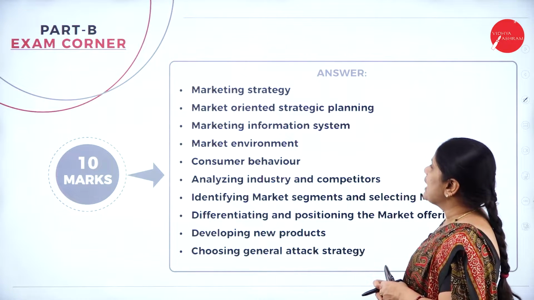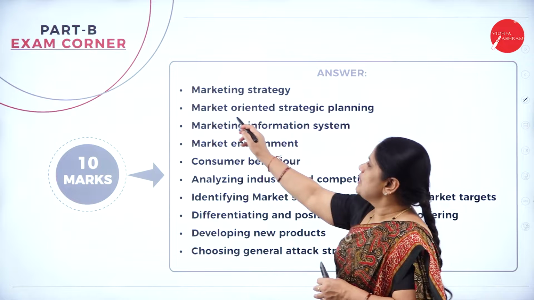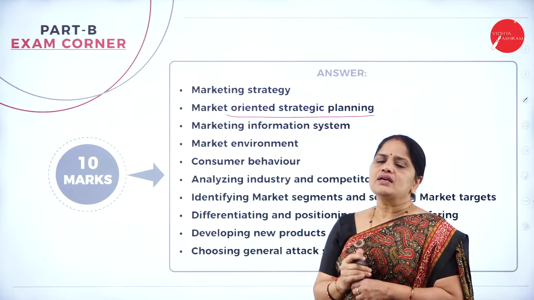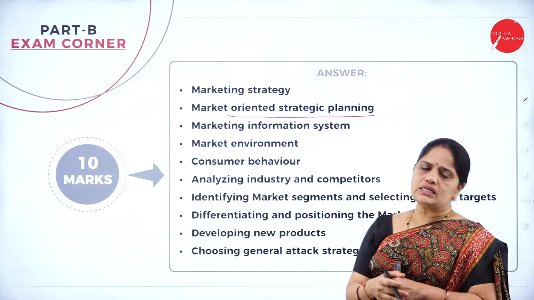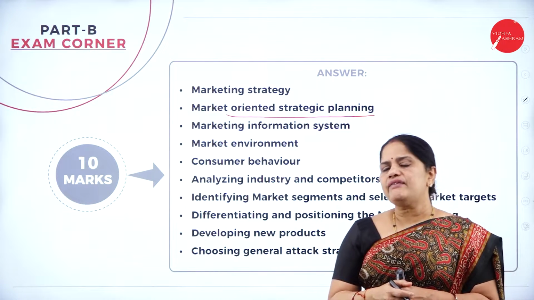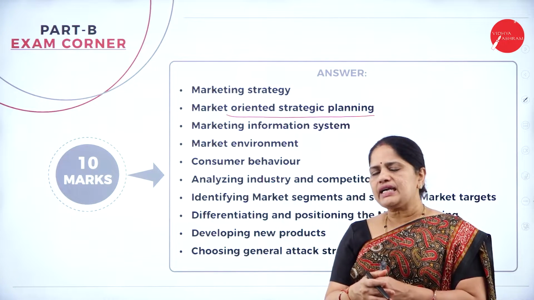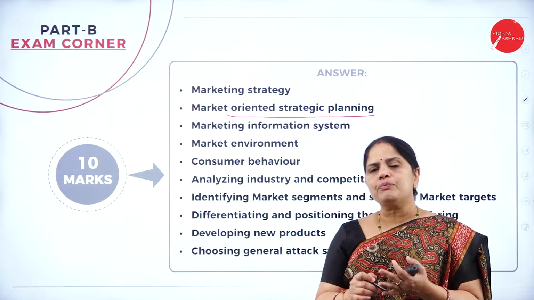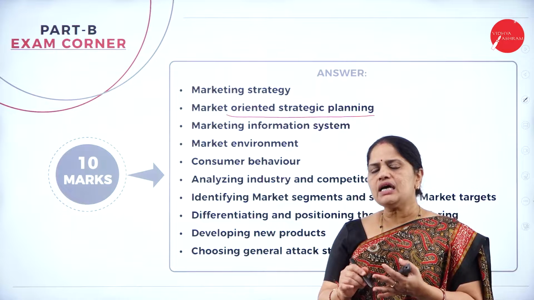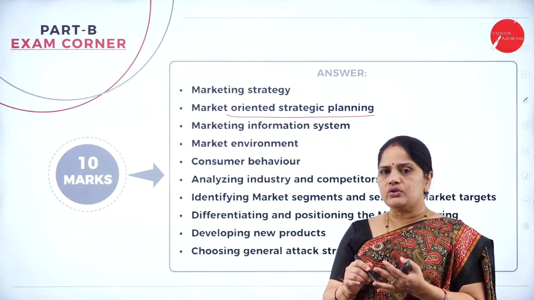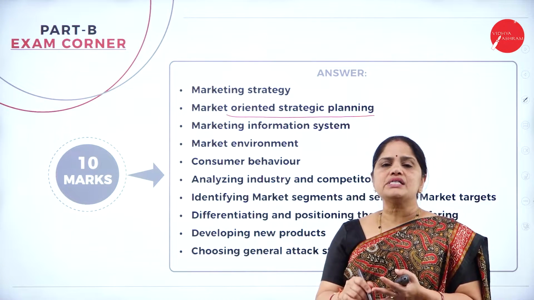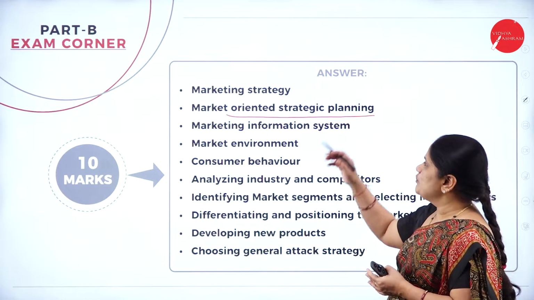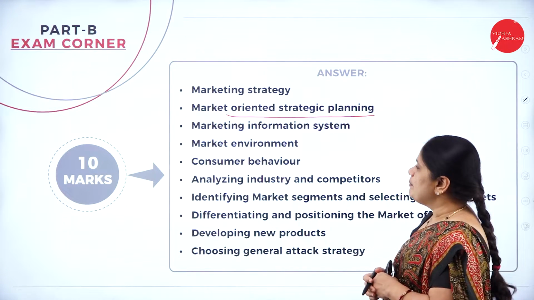So in this marketing strategy, we will be thinking of market-oriented strategic planning. So what is this market-oriented strategic planning? We have to see what is the kind of a product we are producing, for whom the product is being produced, and what is the kind of a strategy we are using to see that that person purchases the product. So we have to do it with careful planning.